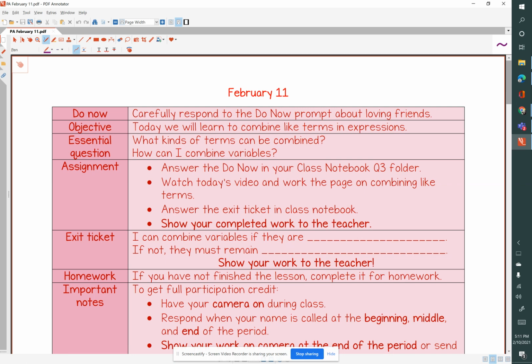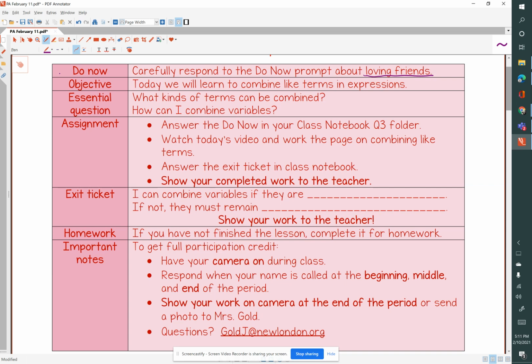So today we do have a prompt, and our prompt today is about loving your friends, which is an awesome thing to do. And our objective, we are going to learn to combine like terms and expressions. We did some of this, we're doing a little bit more of it. Our central question will be: what kinds of terms can be combined and how do I combine variables?